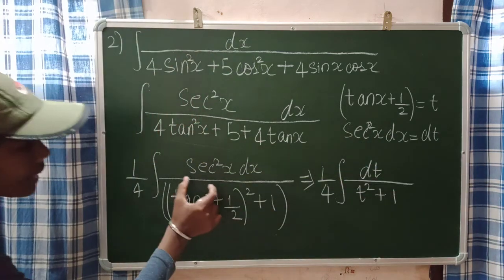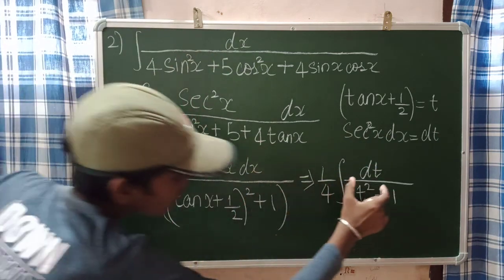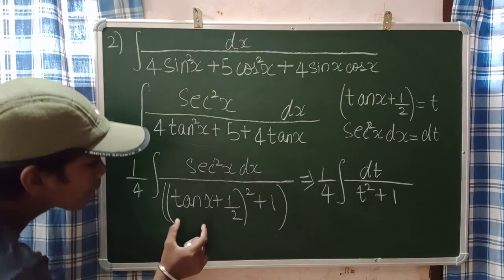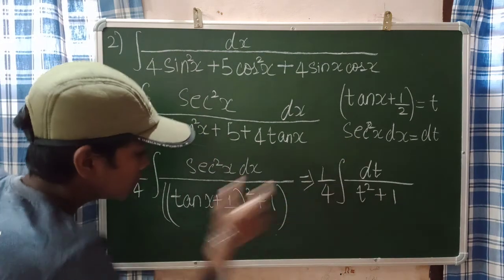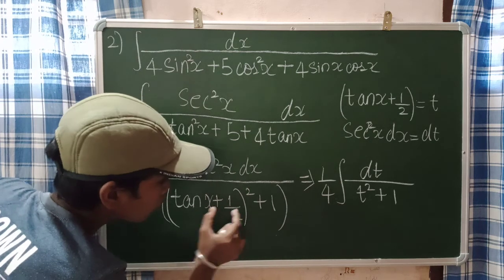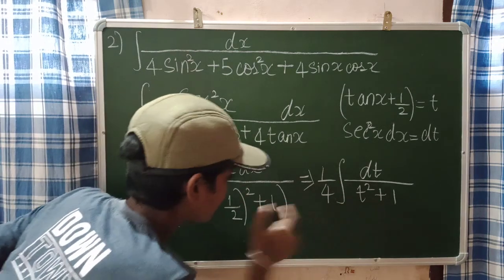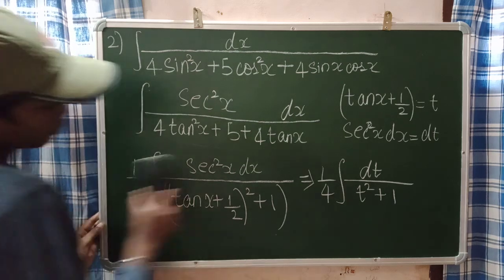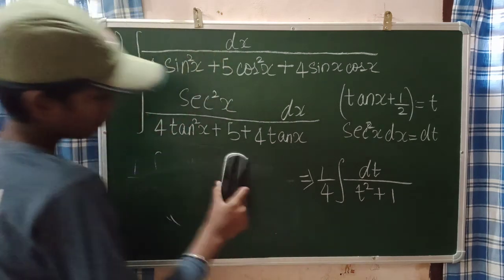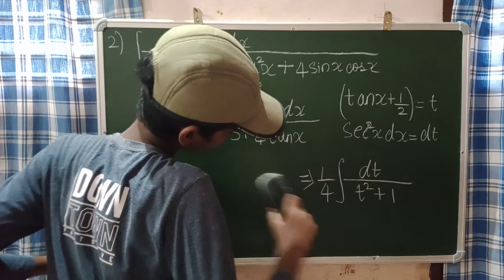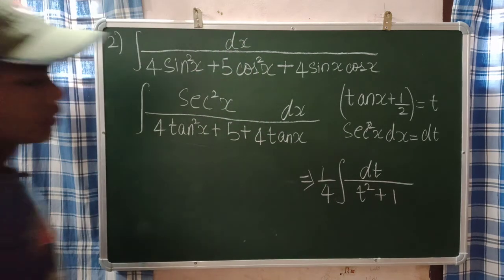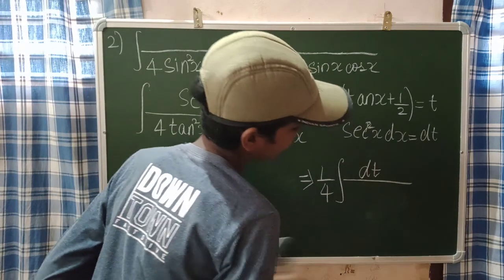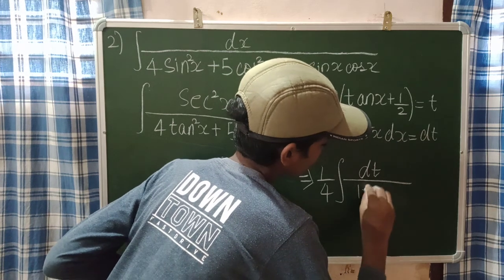So in the numerator I am having secant square x dx and that is why I am writing it as dt. And in the denominator I am having tan x plus 1 by 2 which is t, then whole square, that is why it is t square, then plus 1. This is a basic thing which I am doing. Now I can rub this because I don't need it now. Now I will write t square plus 1 as 1 plus t square.